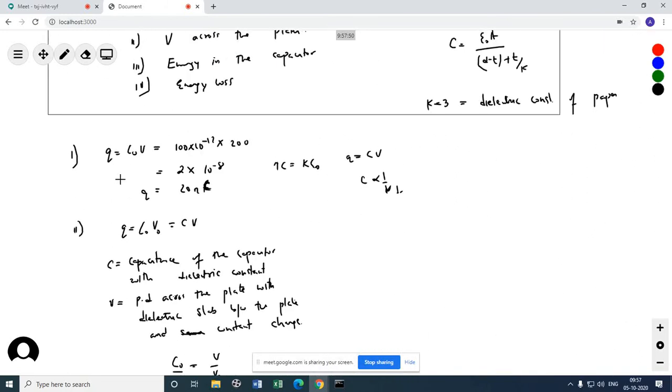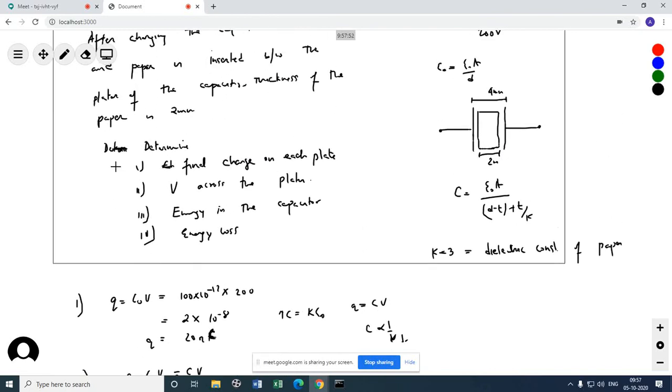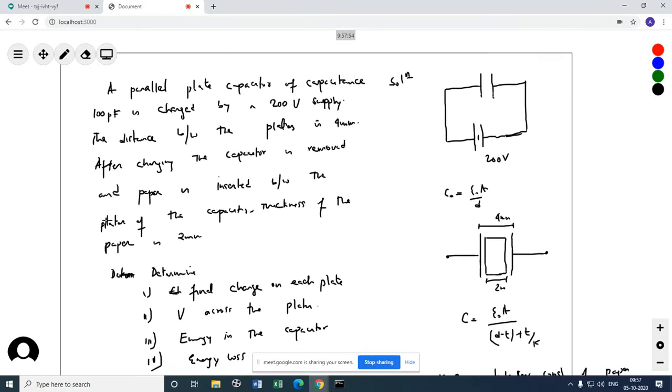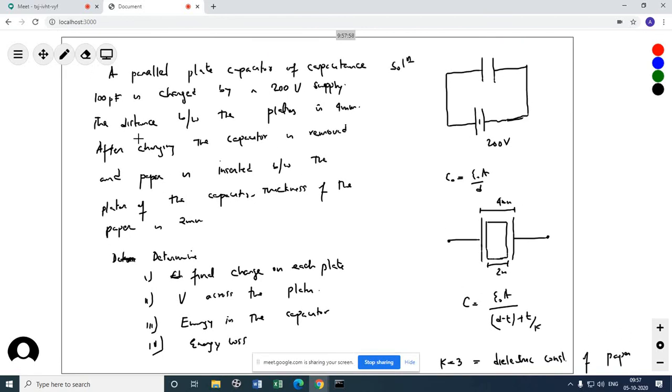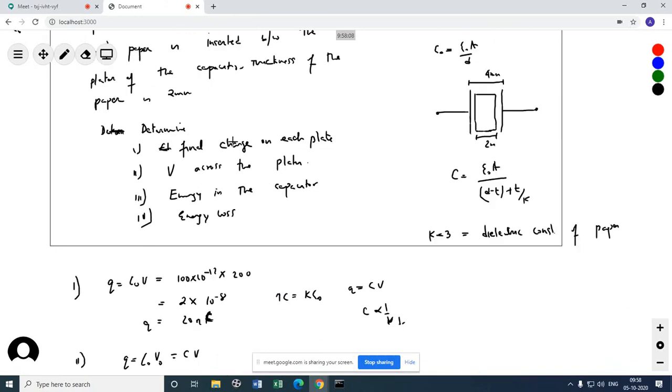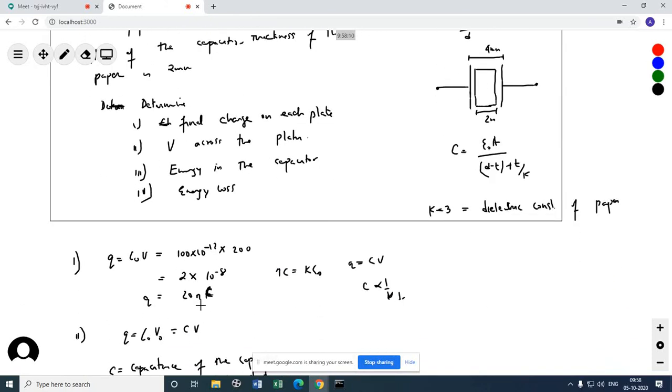So again I am explaining to you, it's a very conceptual problem. What is happening here is that I take a parallel plate capacitor, which I charge using 200 volt, which is my V naught. When I do this, it has 100 picofarad capacitance. So whatever charge it can store, it stores 20 nanocoulomb.